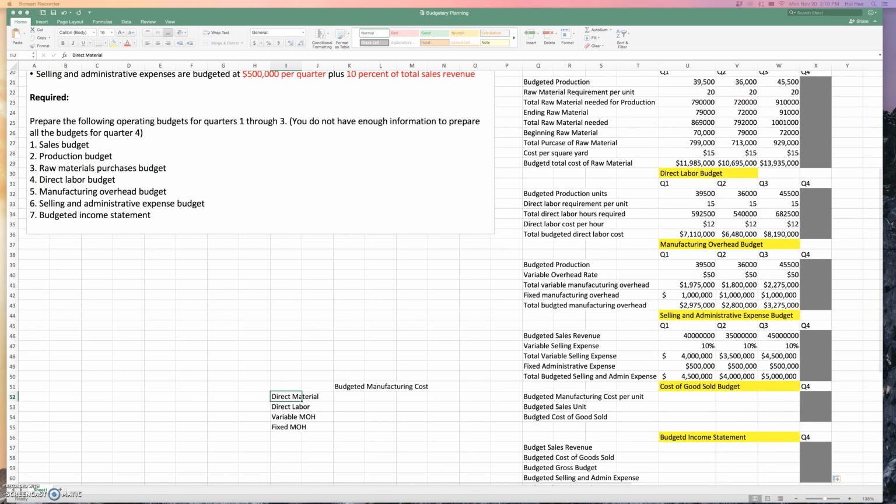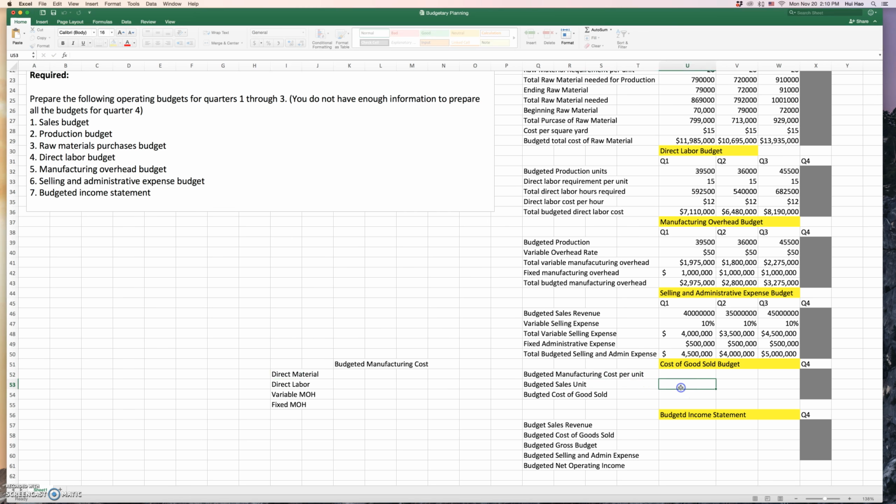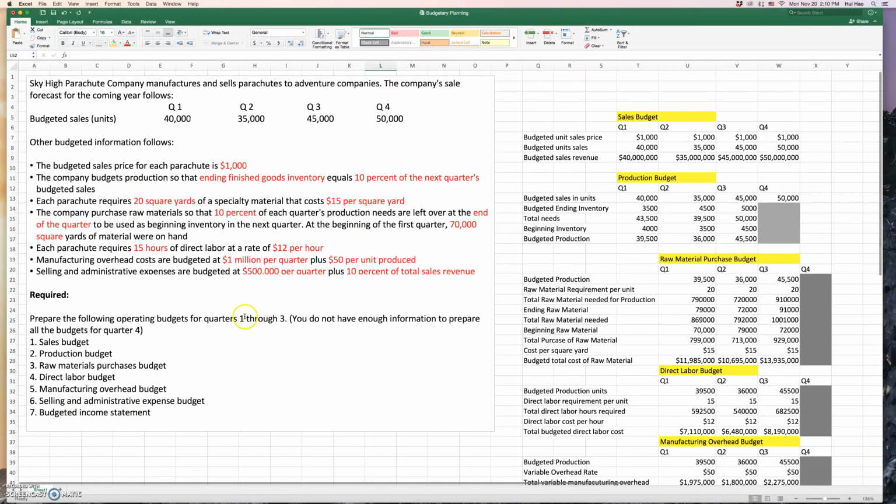So to prepare the cost of goods sold budget, we need to know how much it costs us to produce one unit. Then we need to know how many units we expect to sell to get the total cost of goods sold. So to find out the cost per unit, we need to know the direct material cost per unit. The question said that each parachute needs 20 square yards of material that costs $15 per square yard.